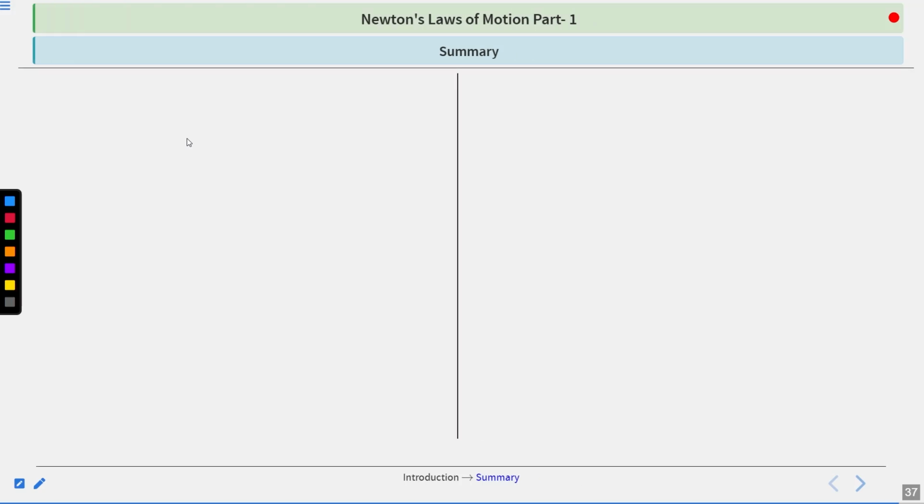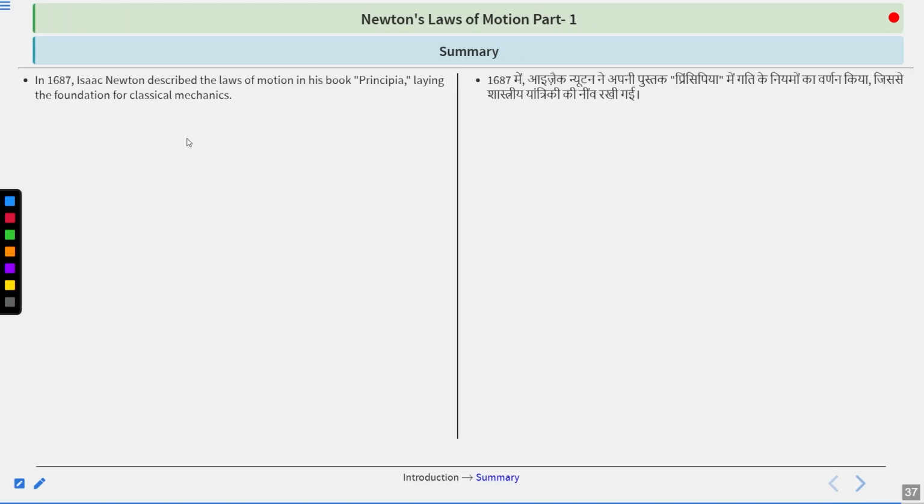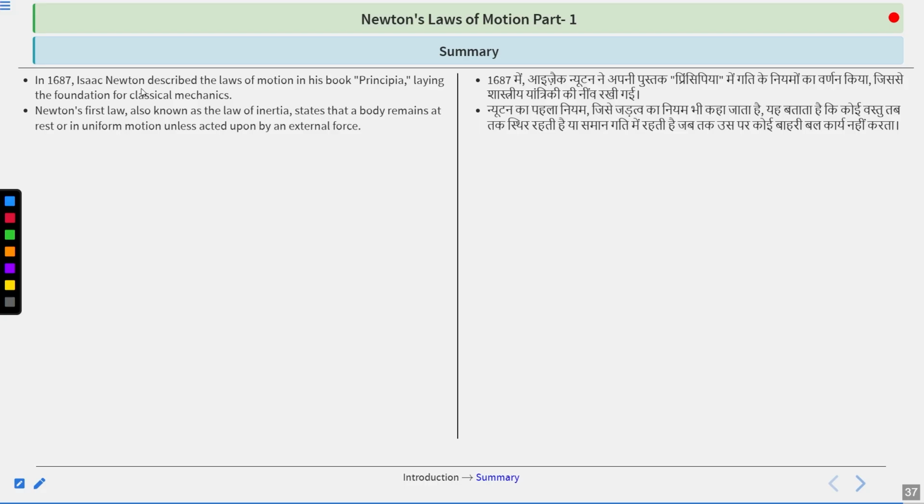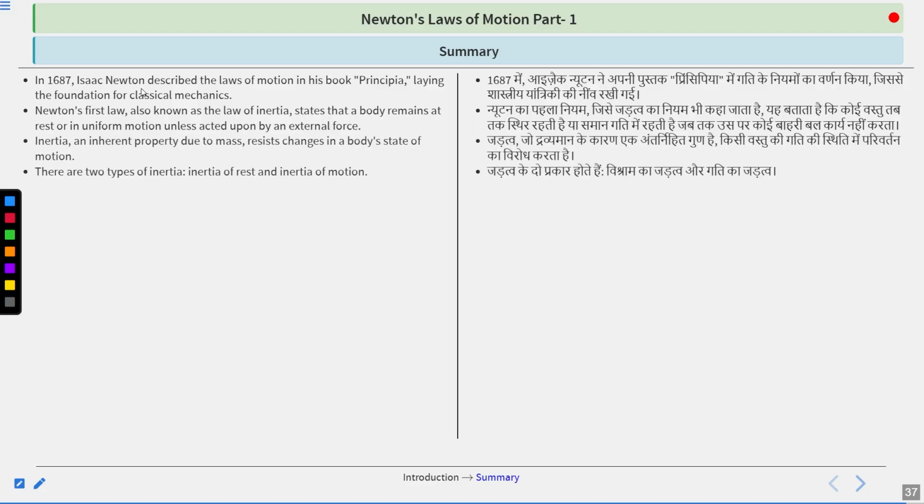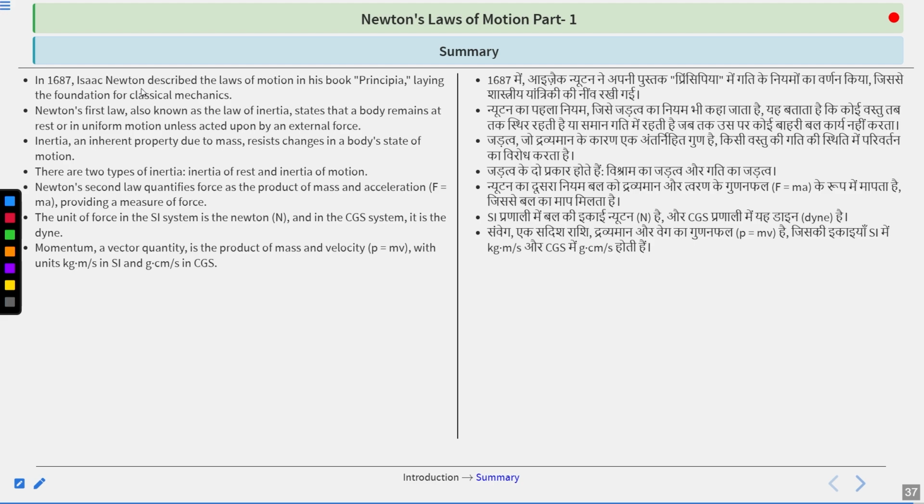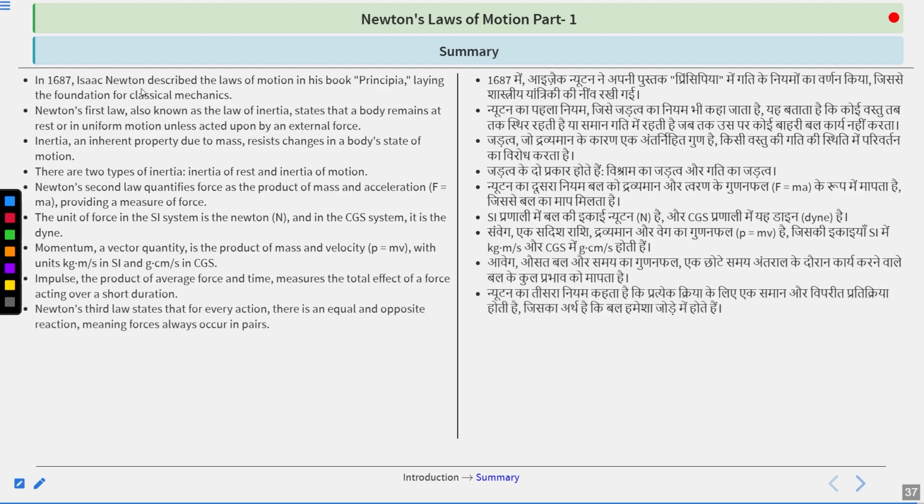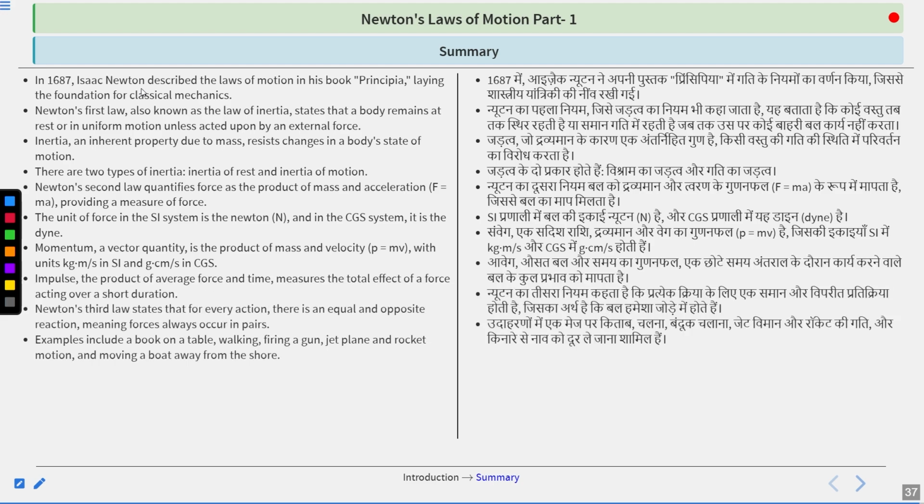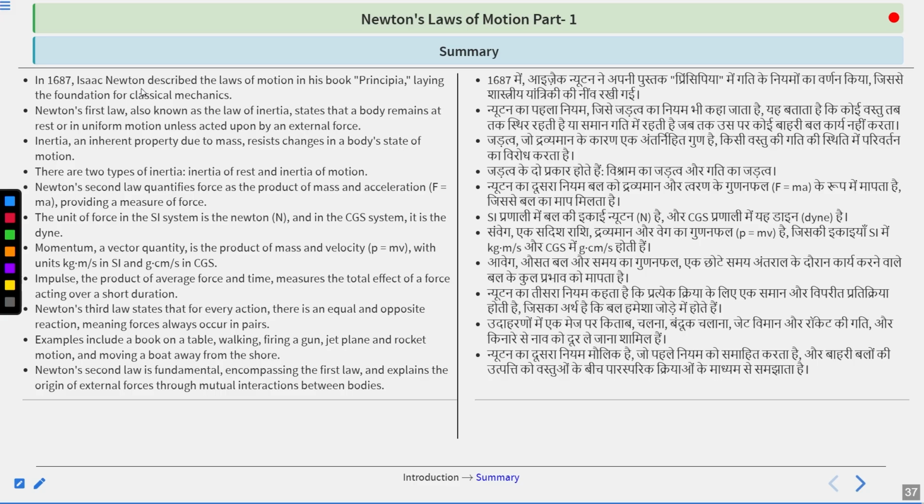We have finished the topic. Now it's time for the summary discussion. We have talked about when Isaac Newton in 1687 described the laws of motion of classical mechanics in his book Principia. We had discussed the first law of motion, inertia, two types of inertia, second law of motion, the unit of force, momentum, vector quantities, impulse. We have discussed Newton's third law of motion and examples. We have also discussed the second law as a fundamental law, which also describes the first law.